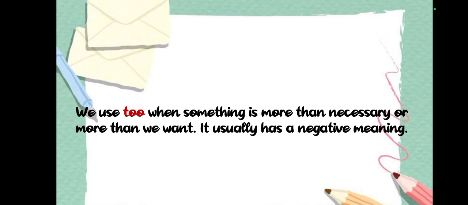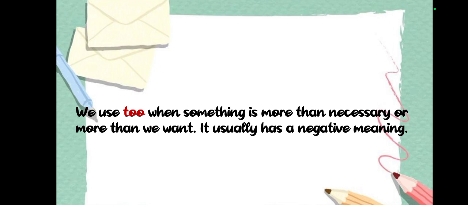Okay? So let's start with too to understand more. We use too when something is more than necessary or more than we want. It usually has a negative meaning. What is the meaning of it's more than I need? We use too to describe something that is more than I need, not exactly what I need. For example, if I tell you the coffee is too hot, here I don't like the coffee to be very hot like this one. So here I don't like it.